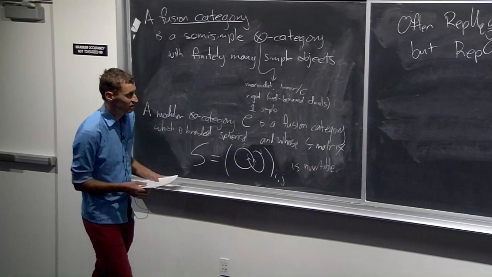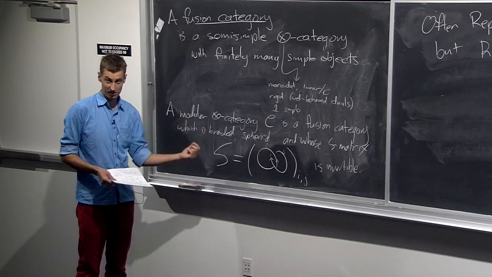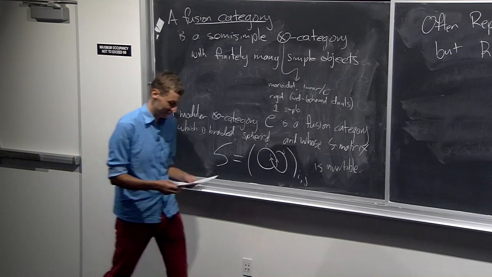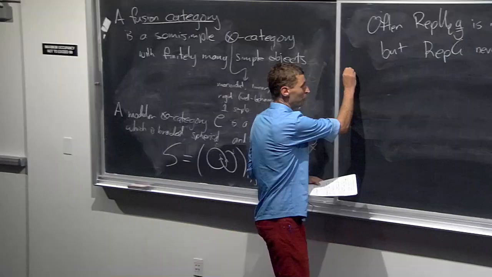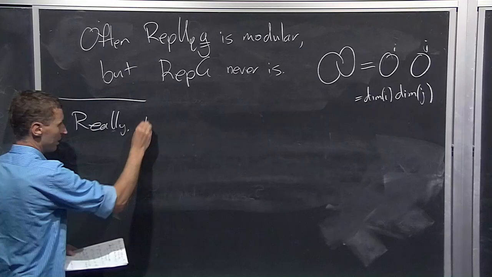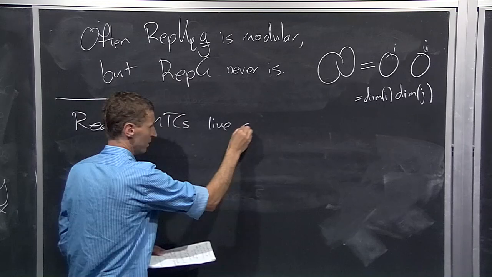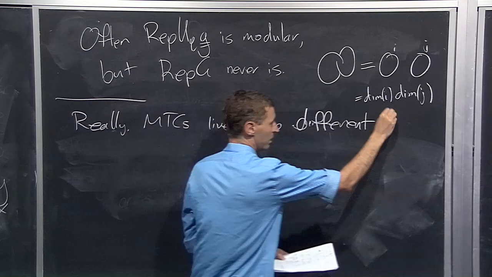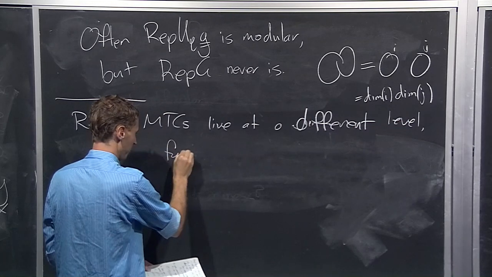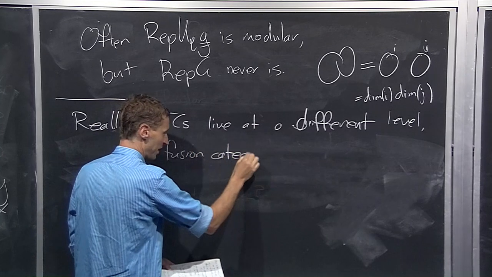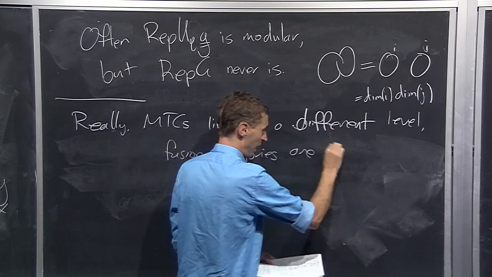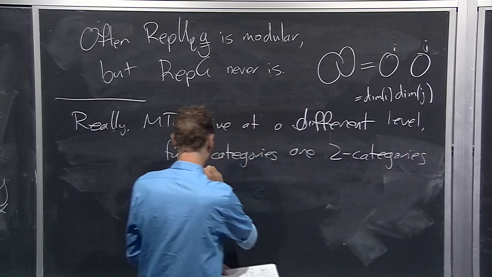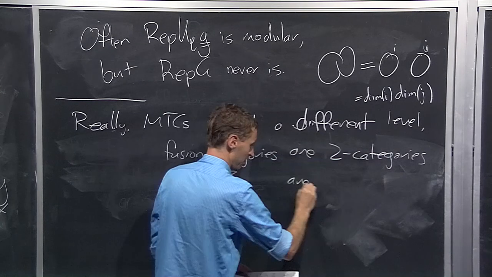Now, this definition makes it look like a modular tensor category is a special type of fusion category. But I think that's a bad way to think about what modular tensor categories are. So really, modular tensor categories live at a different level. Here what I want to say is that fusion categories are very special types of two-categories, and modular tensor categories are really special types of three-categories.